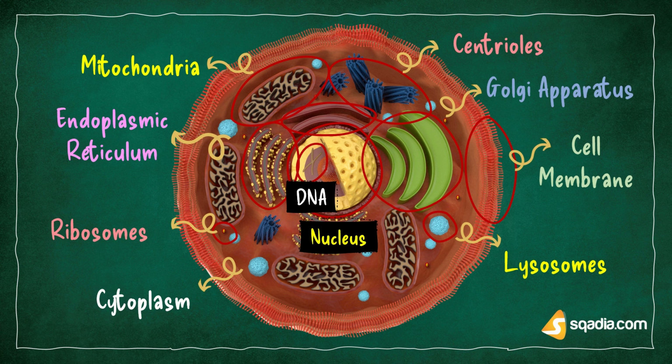So we will be talking mainly about the ingestion process, which is endocytosis, and it will be associated with lysosomes. And then we're going to talk about endoplasmic reticulum, Golgi apparatus, and of course, how can we forget the powerhouse of the cell, which is mitochondria? And we're going to discuss all of their functions. So let's get started with endocytosis.